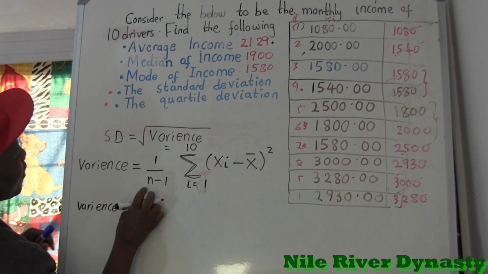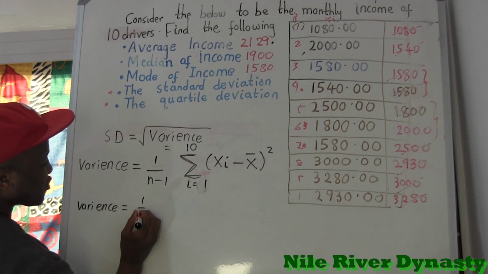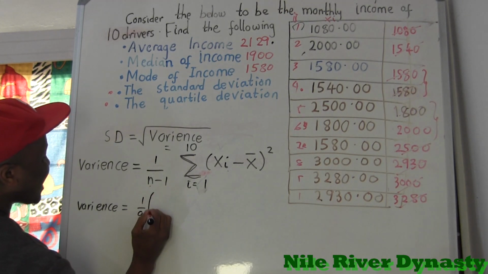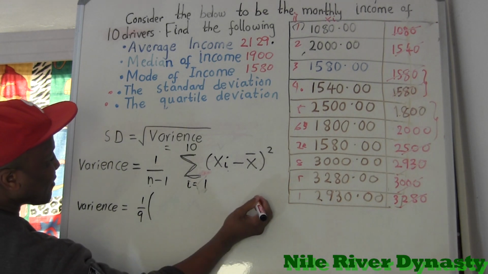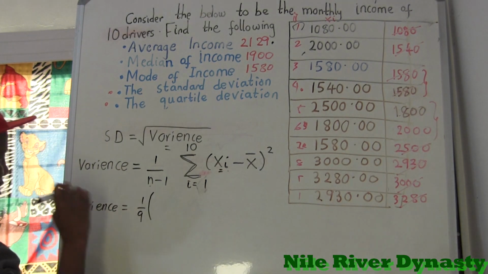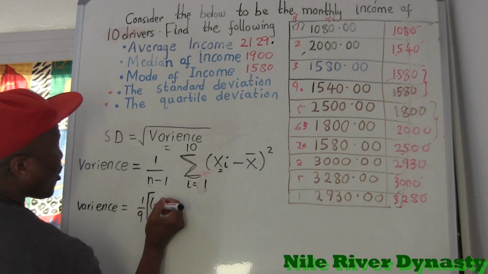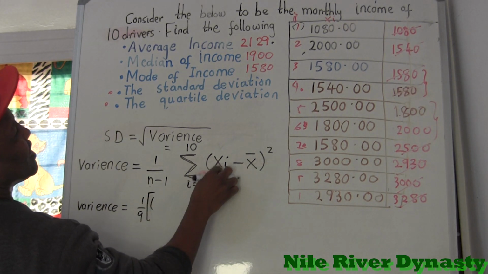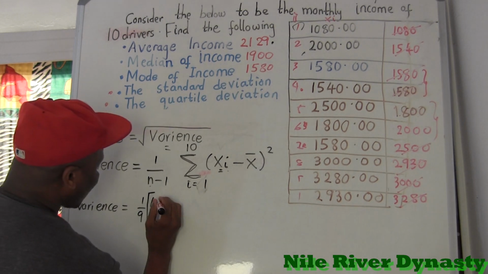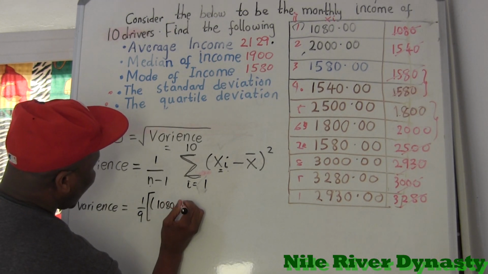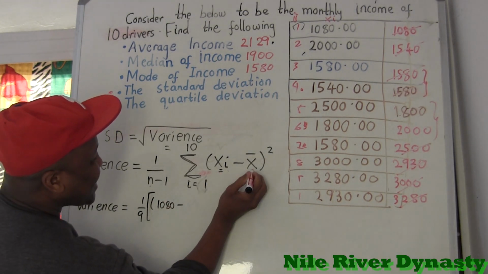Our variance is equal to 1 over n. What is n? n equal to 10, and 10 minus 1 equal to 9. And then we say sum. Sum means I'm going to be adding for each one. Now let's go for the first one. So what is the first xi? The first xi is always 1080. So 1080, and then minus the mean.